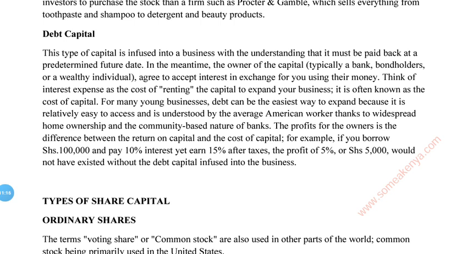For example, if you borrow shilling 100,000 and pay 10% interest, yet earn 15% after tax, the profit of 5% or shilling 5,000 would not have existed without the debt capital infused into the business. So you're saying that 5% of 100,000 is what you are earning because of borrowing and investing the borrowed money in your business.